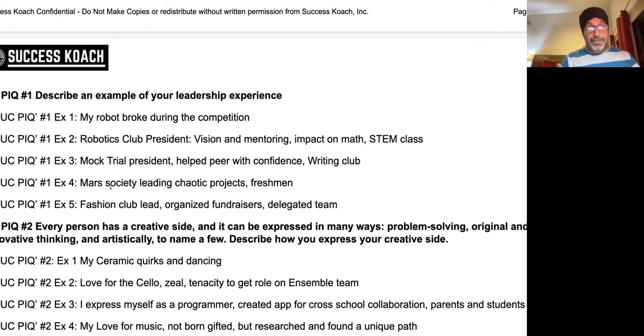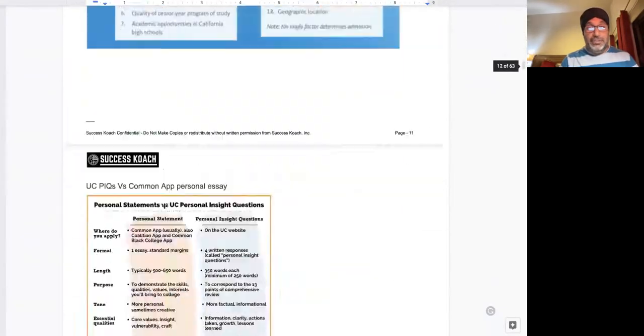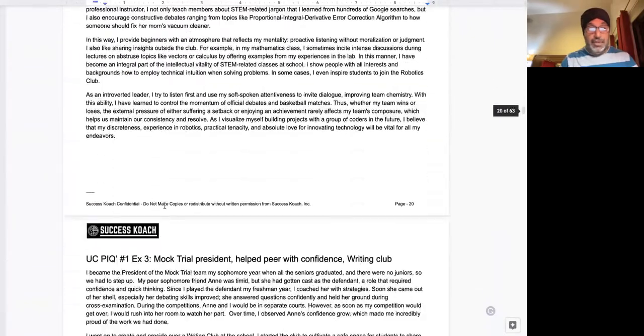This person had something called the Mars Society, which was some astronomy stuff, and he was leading chaotic projects and mentored freshmen. And then finally, there was this girl who was a fashion club lead. She created the fashion club, organized fundraisers, and delegated to the team, okay? So hopefully that explains to you what the first PIQ is.